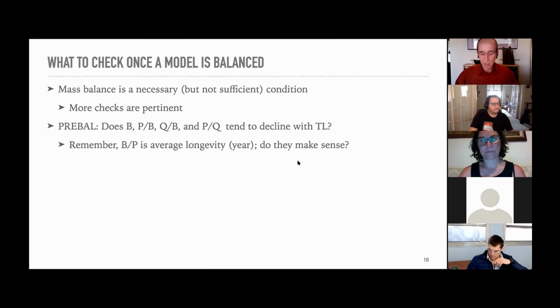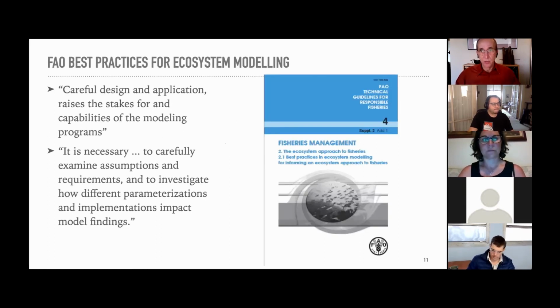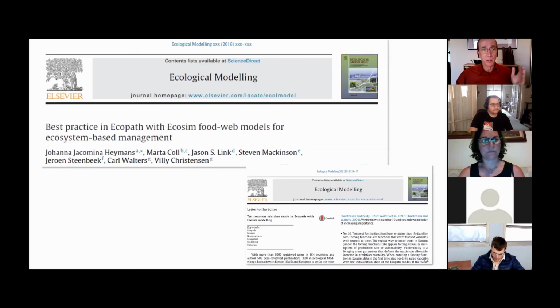That's a bit complicated. In doing so, I just put a reference here to FAO, which has some technical guidelines for ecosystem modeling. The report is on the web and it's in my shared folder. Careful design and so on. I won't talk about that. I also want to mention, though, that there is a paper by Sheila Heymans and others about best practices for EwE. If you haven't read them, please do read them. There's one by Cam Ainsworth about 10 common mistakes that covers, again, some things that are worth getting into your head and reading.